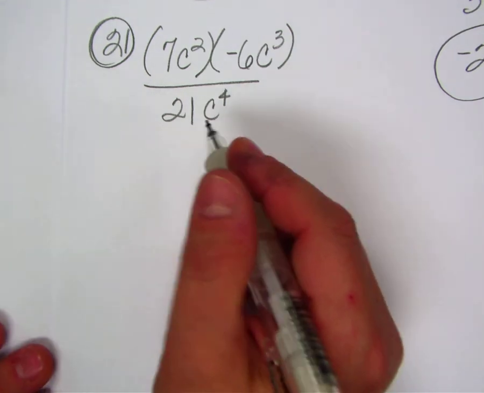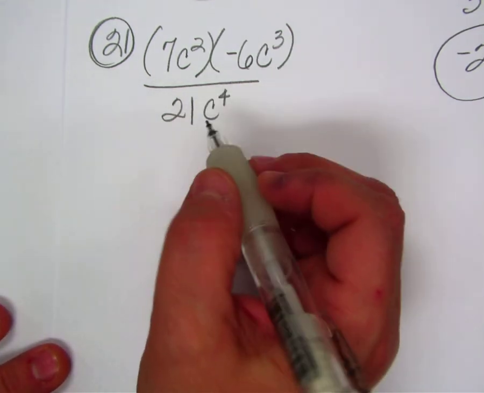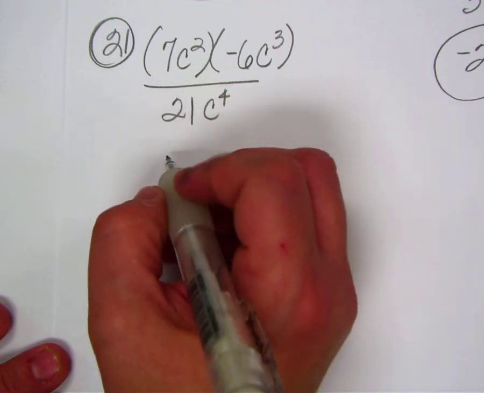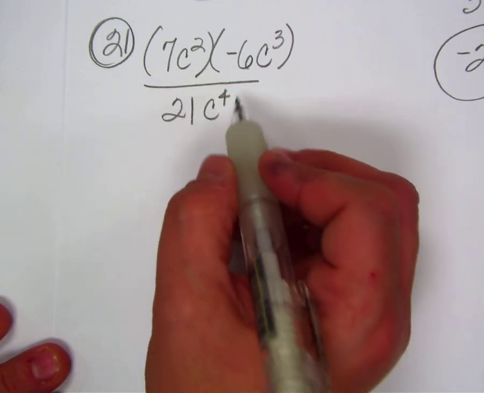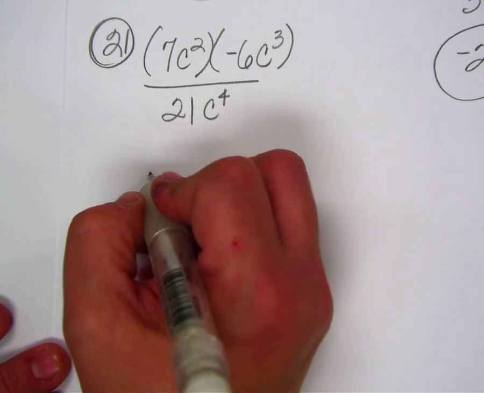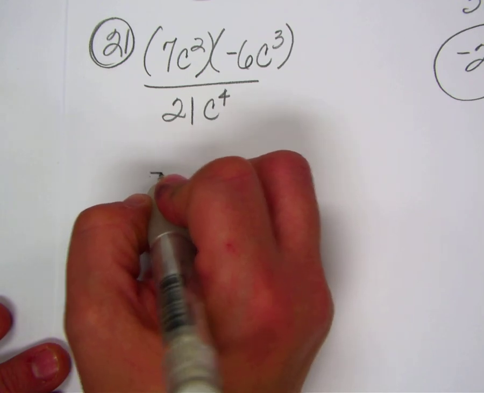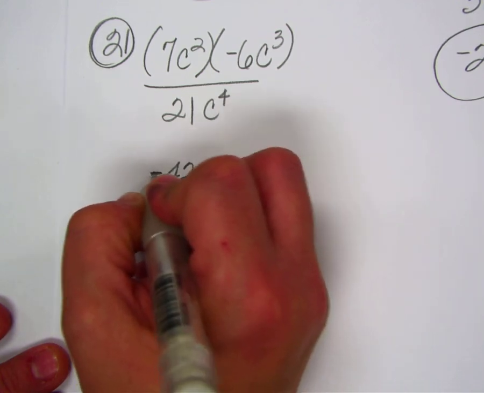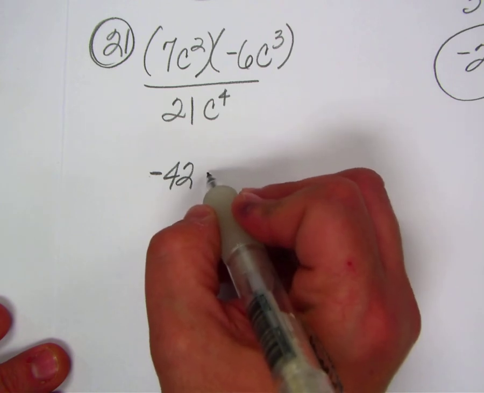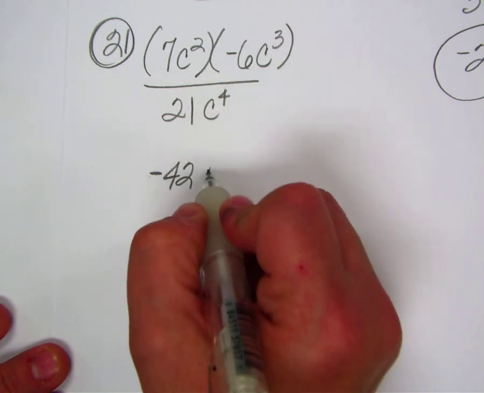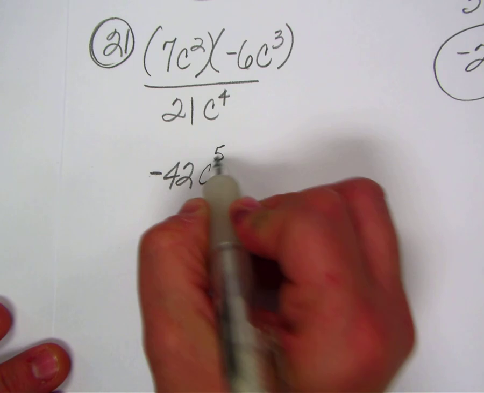Okay, so what'd you say? How'd you do it? I did 7c squared times negative 6c. Okay, so what'd you get? Negative 42. And then, would you add the exponents? You're multiplying, so you add, so c to the what power? 5th. Good.